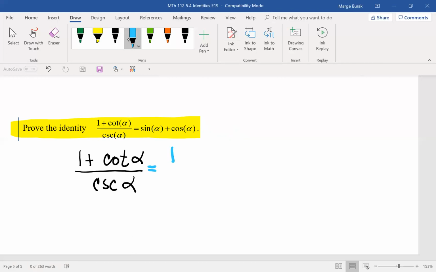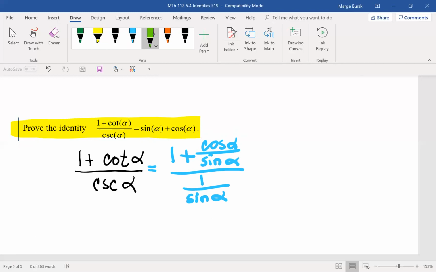So let's go with 1 plus, now cotangent is the reciprocal of tangent, so that's going to be cosine over sine alpha. And cosecant is 1 over the sine. So 1 over the sine. So that doesn't look really great yet, but let's see if we can fix this up a bit.